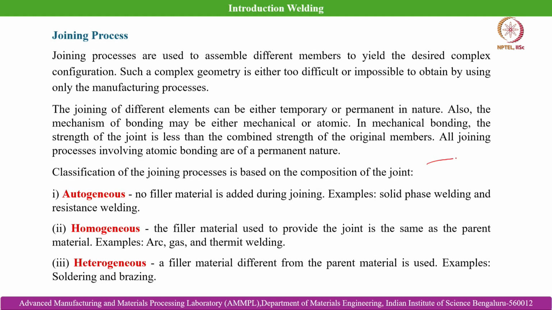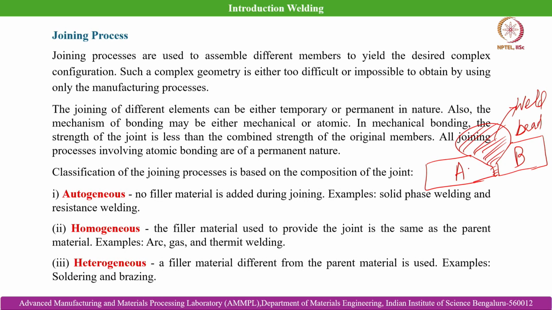For example, consider the case of a butt welding. We will explain what is called butt welding later. For now, assume that this is piece A and this is specimen B, and we are joining them by a fusion welding technique. So when will we call it autogeneous, homogeneous or heterogeneous? When we are not adding any filler material from outside, and this position is called the weld bead, that is getting formed from the contribution of the material A and B. That means fusion, melting of material A and B causes this bead formation. Then we name it as autogeneous welding process.